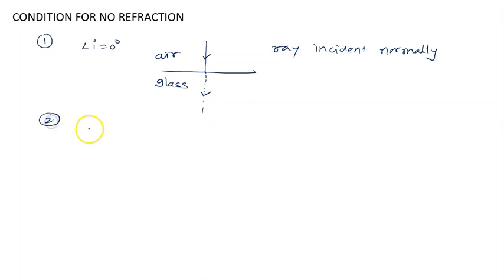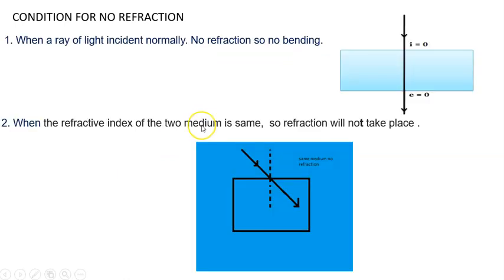Second condition: when the refractive indices of two media are the same. If light is traveling from medium 1 to medium 2, but both media have the same refractive index, then this light will remain undeviated, it will pass straight, and will not bend in any direction. So these are the two conditions for no refraction.